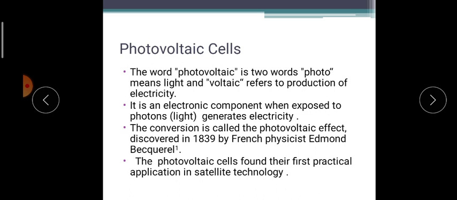As we have earlier discussed, the photovoltaic cell is an electronic component that, when placed in light, generates electricity. This conversion of light into electricity is called the photovoltaic effect. It was first discovered by French physicist Edmond Becquerel in the year 1839. But the first application of photovoltaic cells was found in the 19th century in satellite technology.